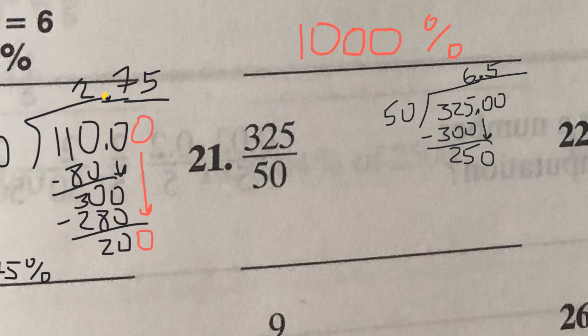So that's going to be 6.5. So I had the decimal here. We're going to want to make sure the decimal's here as well, right? And here's our 5 right here. 50 times 5 gives us 250. That would result in a remainder of 0. So therefore, we're actually done with that one. And the decimal is 6.5, and we're not quite done. We have to move that decimal over twice to the right, and that would give us 650%.